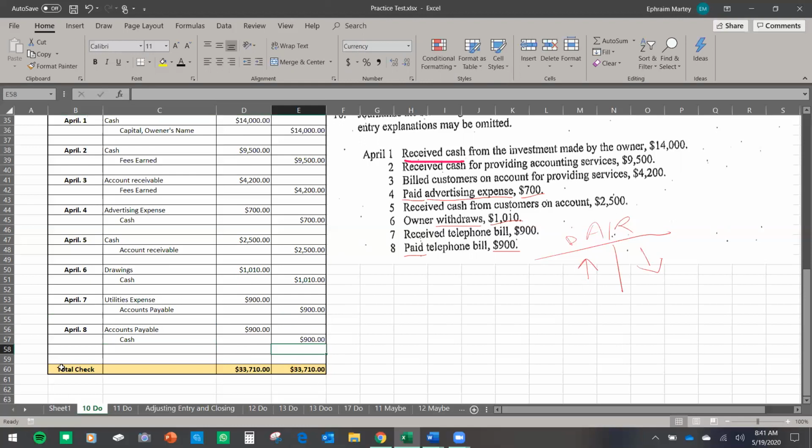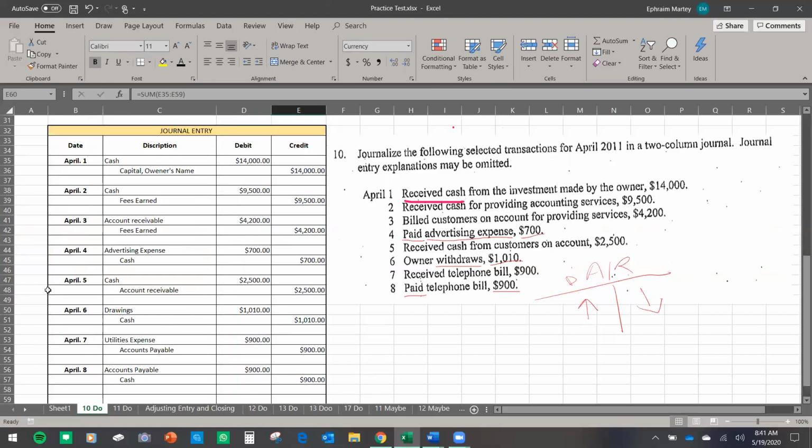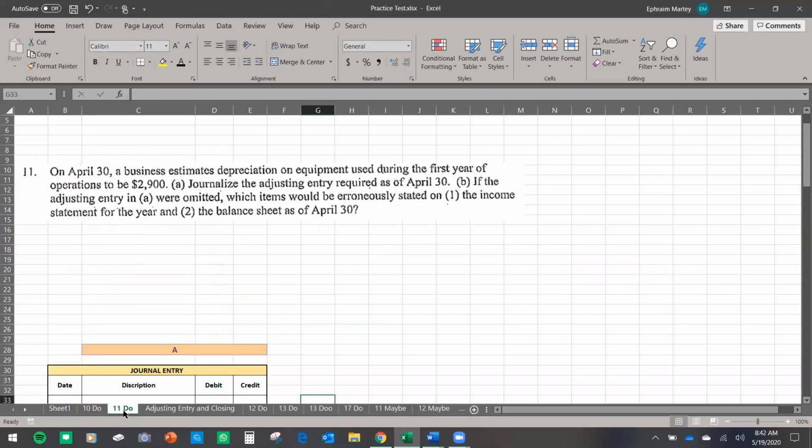As you can see, on my total check, we have the same amount because I just sum up everything here together. We have the same amount here and we have the same amount on the credit. So that means we are right. We did something right. Okay, good. Great. Good luck on your test. Let's go to the next one.